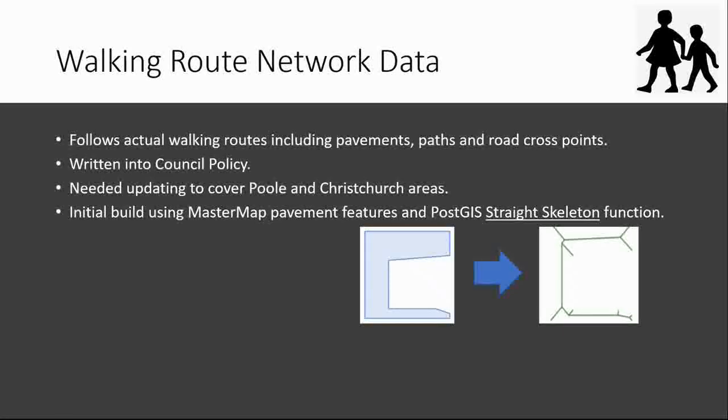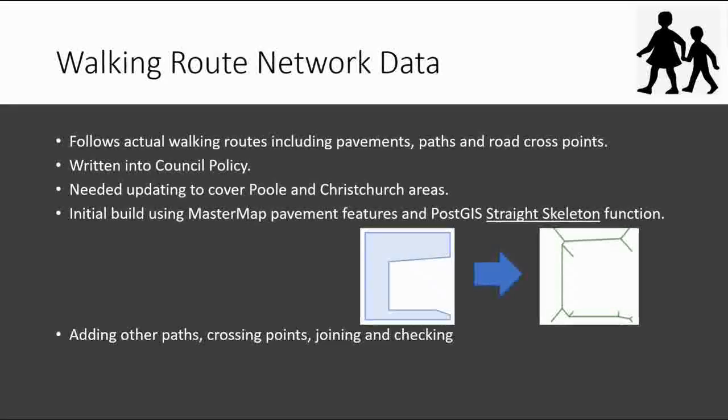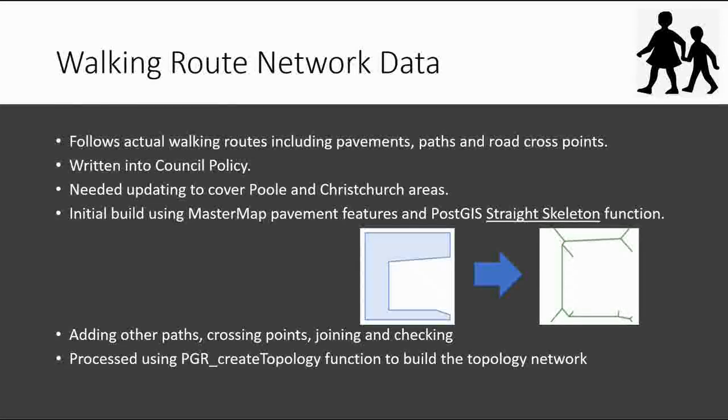I don't want to go into too much detail of how we did this in this presentation, but needless to say, we made use of pavement features in MasterMap, and we were able to take the polygon area feature and produce some lines from it using a PostGIS function called straight skeleton. There was then a fair amount of work that followed, where we had to join in paths, bring in crossing points, and join everything up into a network. So it was a fairly manual process that followed. But having created the network, we were then able to process it using the pgr_createTopology function to build a topology network for use within the PgRouting tool set.